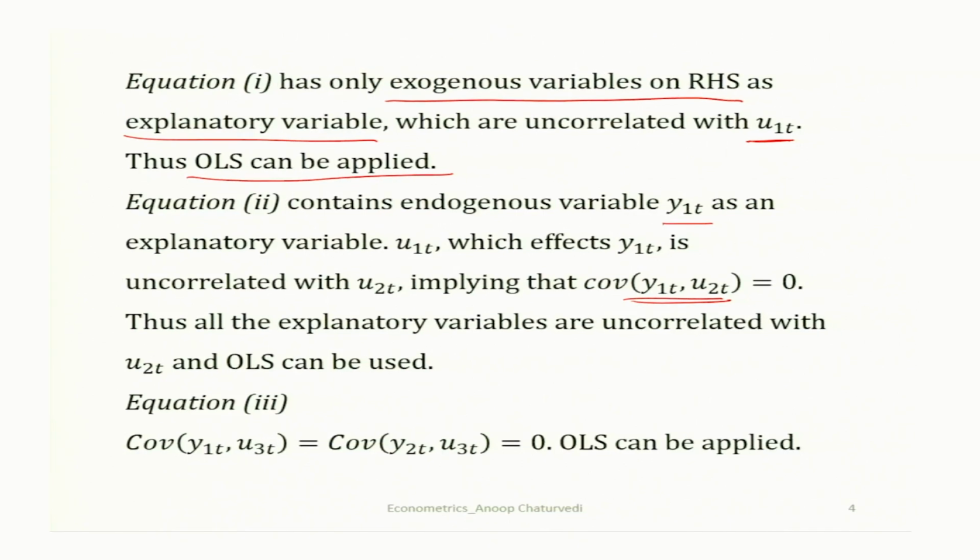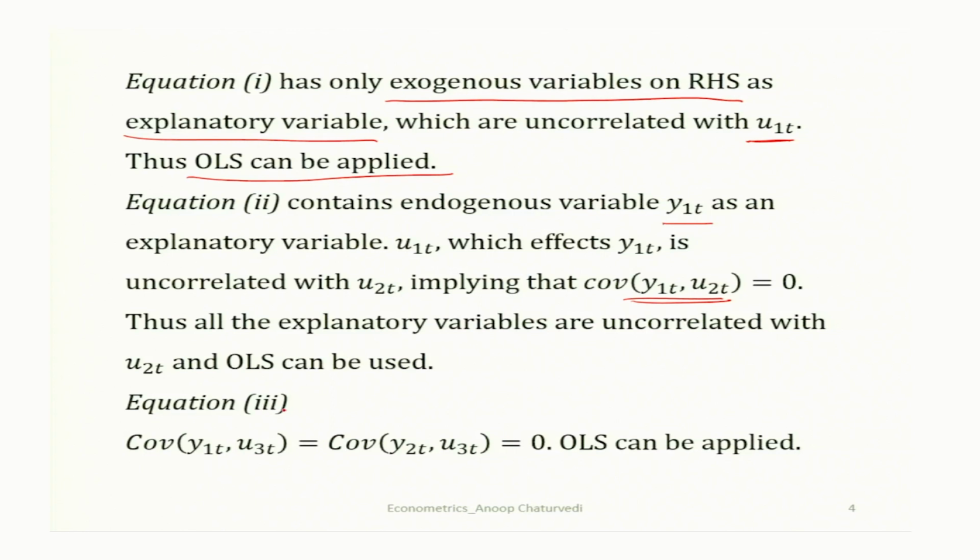So, although in the second equation we have y 1 t towards the right hand side as one of the explanatory variables, and y 1 t is an endogenous variable, but it is uncorrelated with u 2 t, and then you can easily apply the OLS procedure, and the OLS procedure will lead to the consistent estimator for the regression parameters.